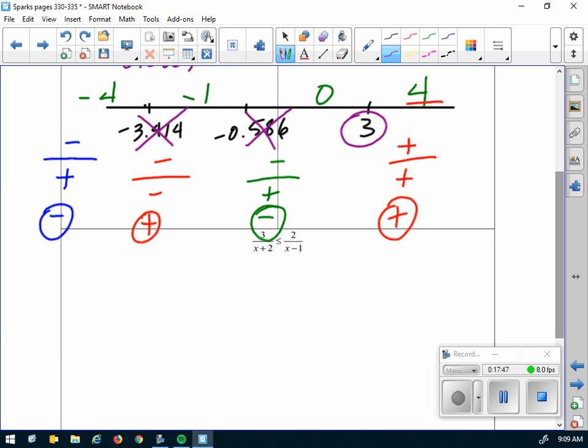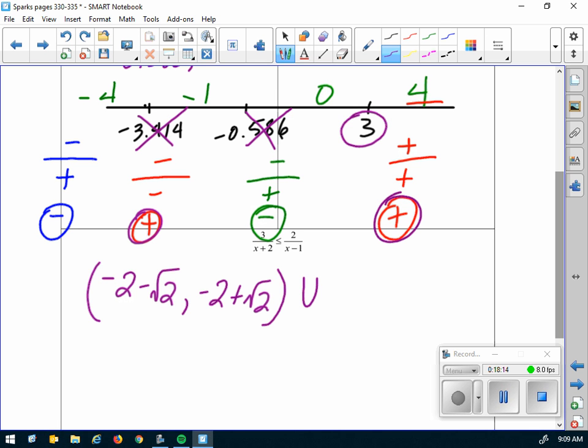So positive is here. So that would be negative 3.414, which I think was negative 2 minus root 2, comma, all the way to negative 2 plus root 2. Neither one of those are included. And here, 3 to infinity, but the 3 is included.